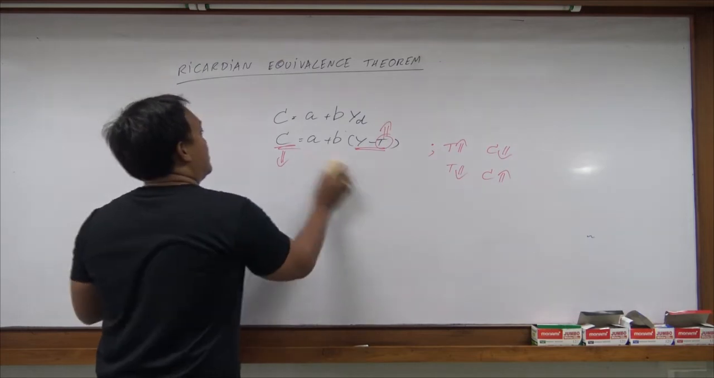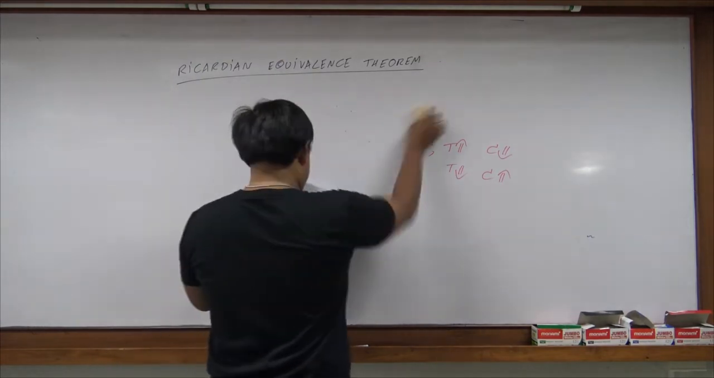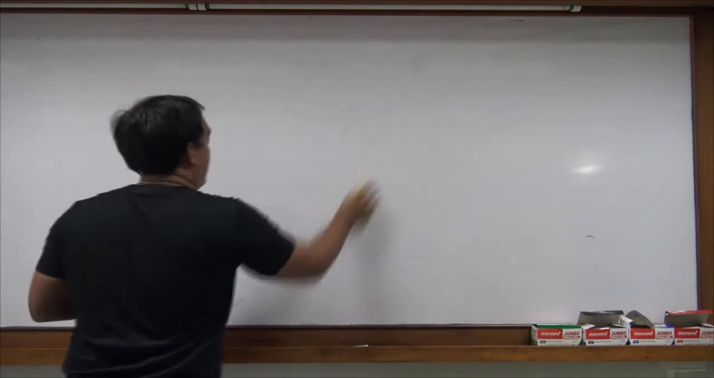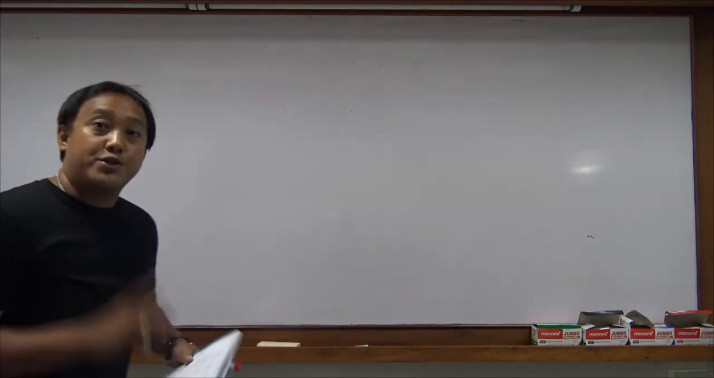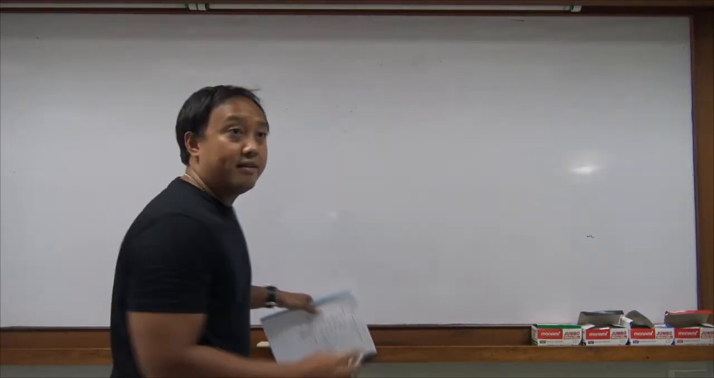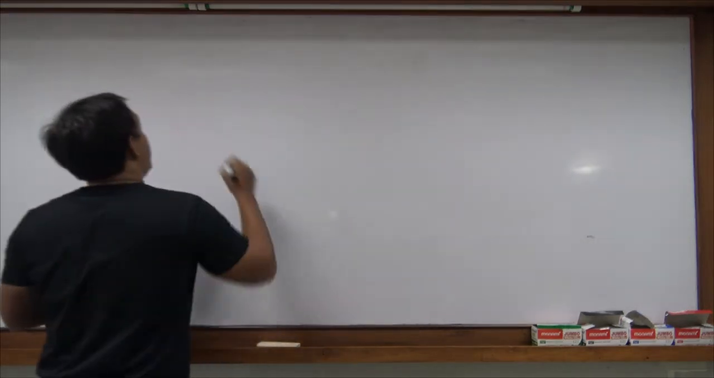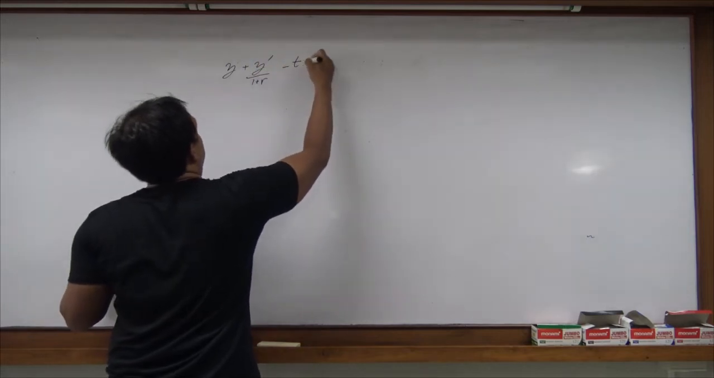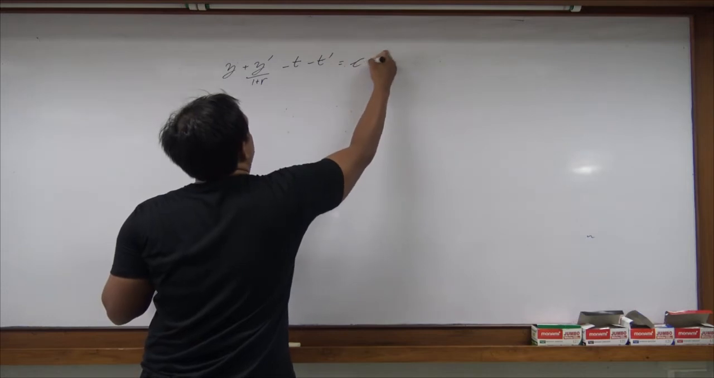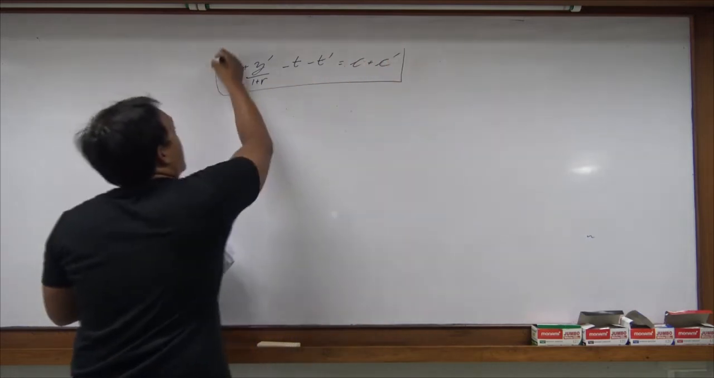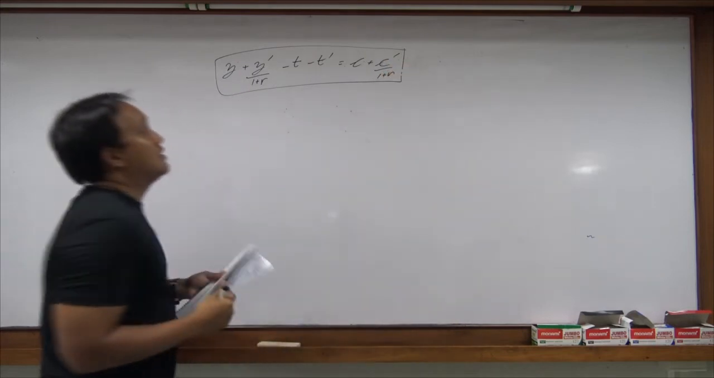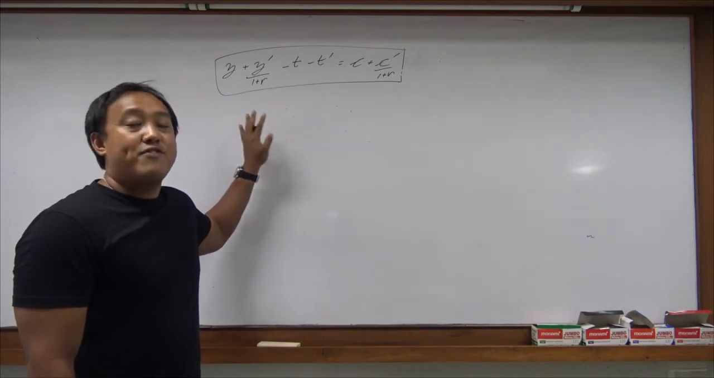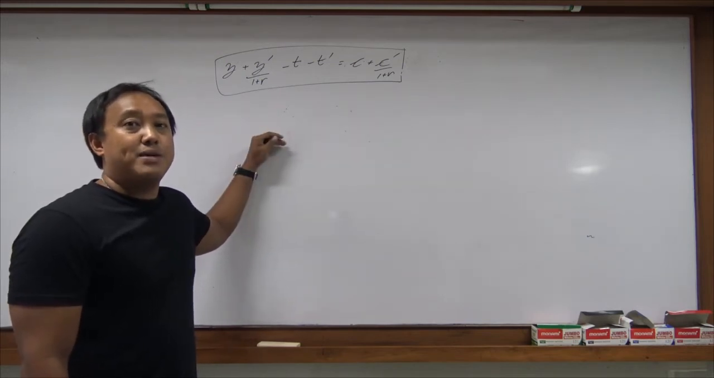Let me erase this first. If I come back to the lifetime budget constraint, the equation has income today, income tomorrow, minus tax today, minus tax tomorrow, equal to consumption today plus consumption tomorrow. This is the lifetime budget constraint equation.